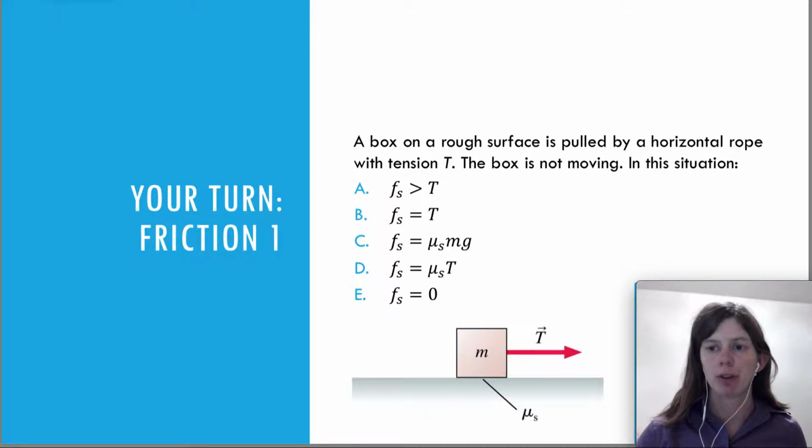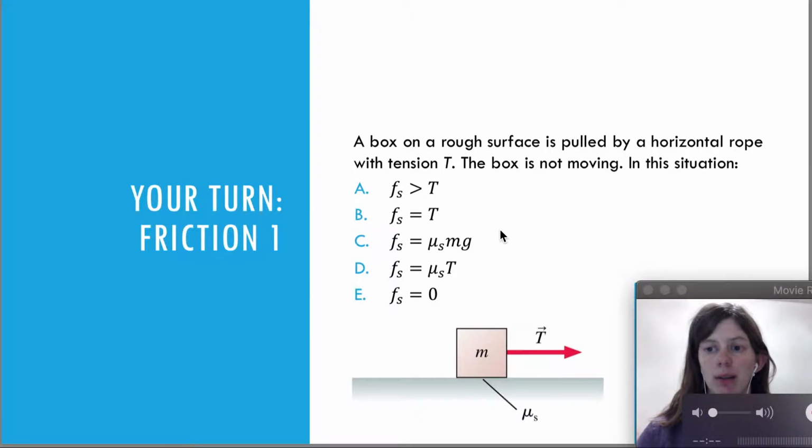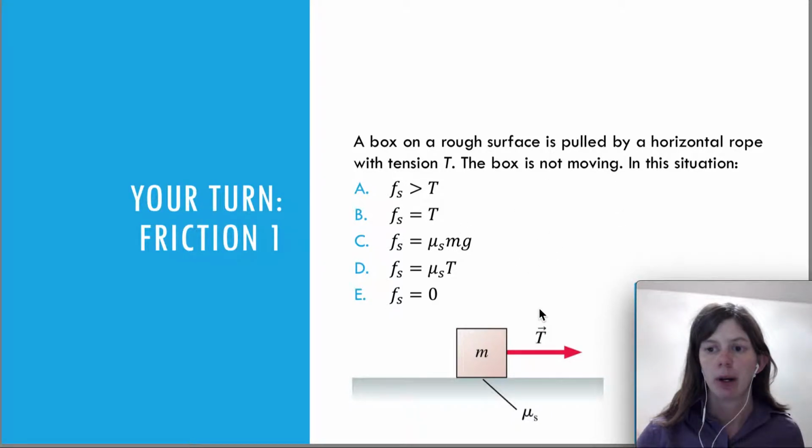A box on a rough surface is pulled by a horizontal rope with tension T. The box is not moving. In this situation, which is true? What's the static friction force equal to? So let's really take a look and see what we have here. The box is not moving. It does not say that the box is on the verge of slipping.